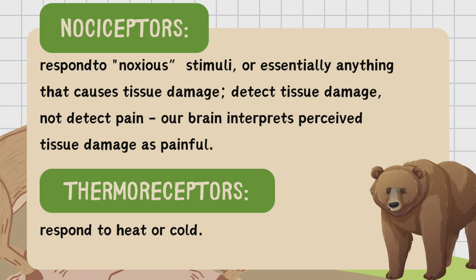Meanwhile, thermoreceptors respond to changes in temperature. They help us feel whether something is hot or cold. For instance, when we touch ice, thermoreceptors in our skin detect the cold temperature and send signals to the brain. These receptors also help our body maintain the right temperature balance.